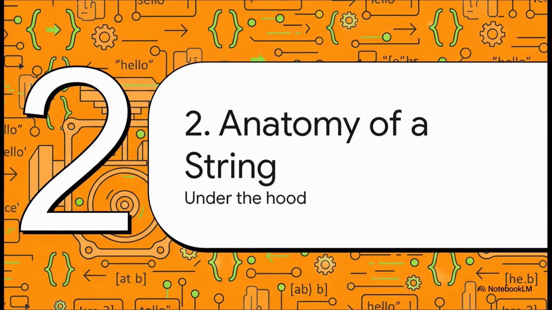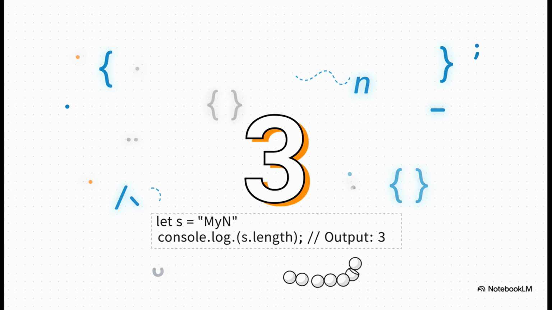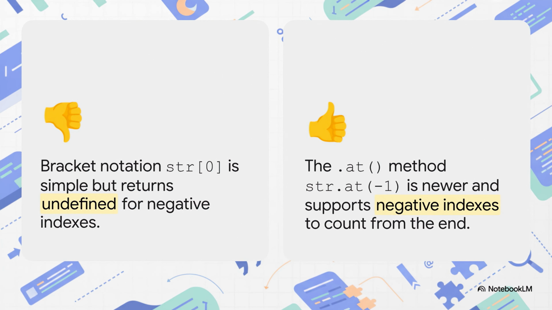Okay, so we've created a string. Now let's pop the hood and see what it's actually made of. There are a couple of fundamental properties you are going to use constantly. Every single string has a .length property. Super important, it's not a function, so no parentheses, okay? But check out this little detail. The string myN has a length of 3, not 4. So why is that? Well, it's because special escape characters, like that new line character, \n, they only count as one single character.